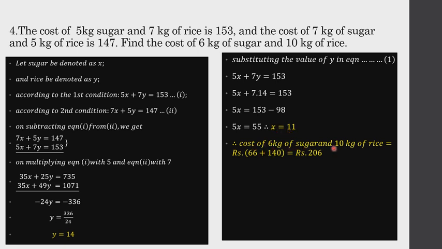So the cost of 6 kgs of sugar is rupees 66, because we need to find the cost of sugar and rice. 6 kg of sugar means 6 times x, and 6 times 11 gives us rupees 66, and 10 kg of rice is equal to 140. Remember, we have to find the total cost of 6 kg of sugar and 10 kgs of rice. So when we add these two, we get 206 rupees as our answer.